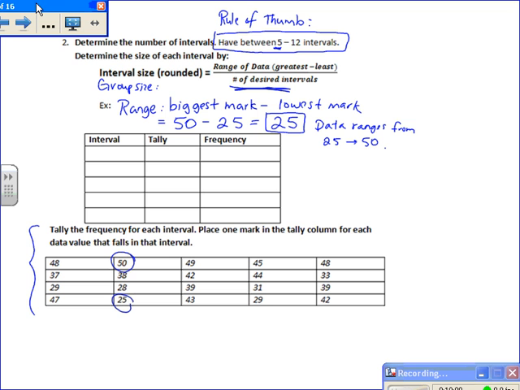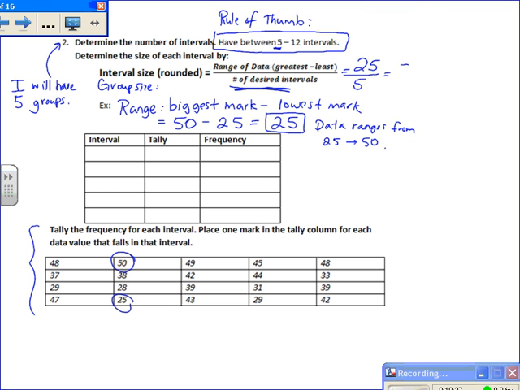So I'm going to say right here, I will have 5 groups or 5 intervals. All right. So how big do I want to make each interval? To figure out my interval size, I'm going to take the range, which is 25, and divide it by the number of intervals or number of groups I want to have, which is 5.